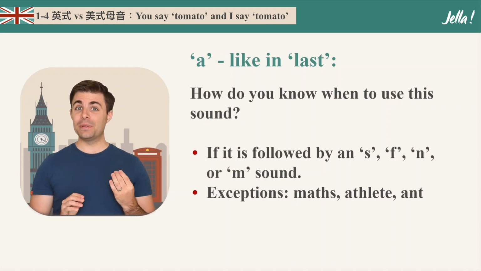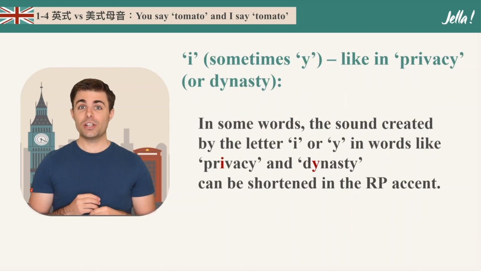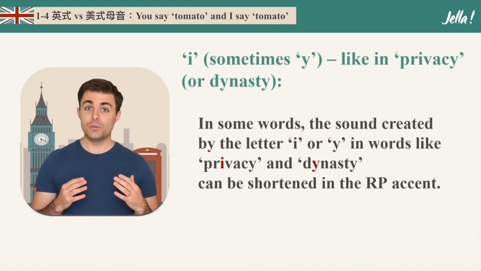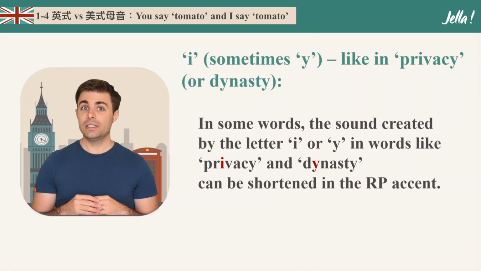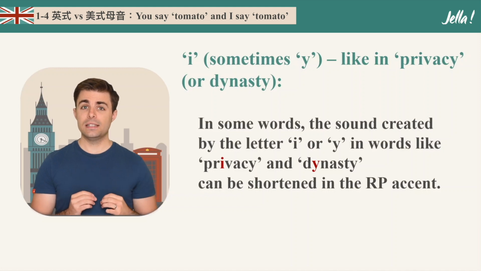Now, if you remember at the beginning of the lesson, I said we were also going to look at 2 smaller differences in vowel sounds. So let's look at the first one of those. It's the letter I, like in the word privacy. Now, this can also apply sometimes to the letter Y, like in the word dynasty. Can you hear how those sound almost the same even though they have a different letter? Privacy, dynasty. They've both got that I sound at the beginning.